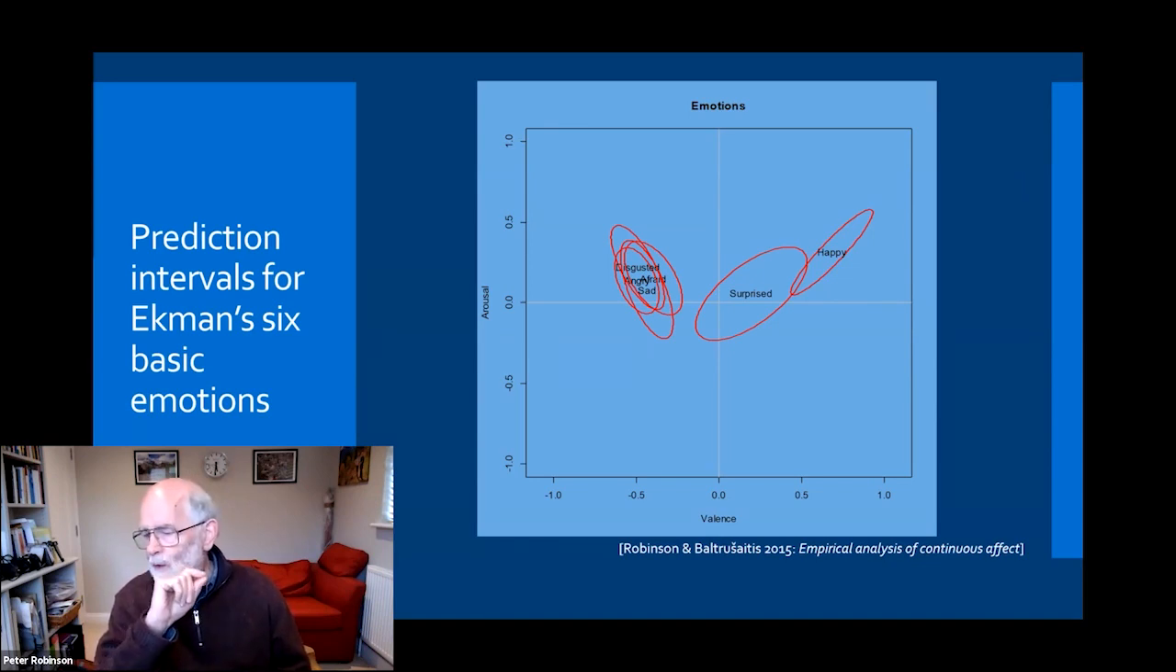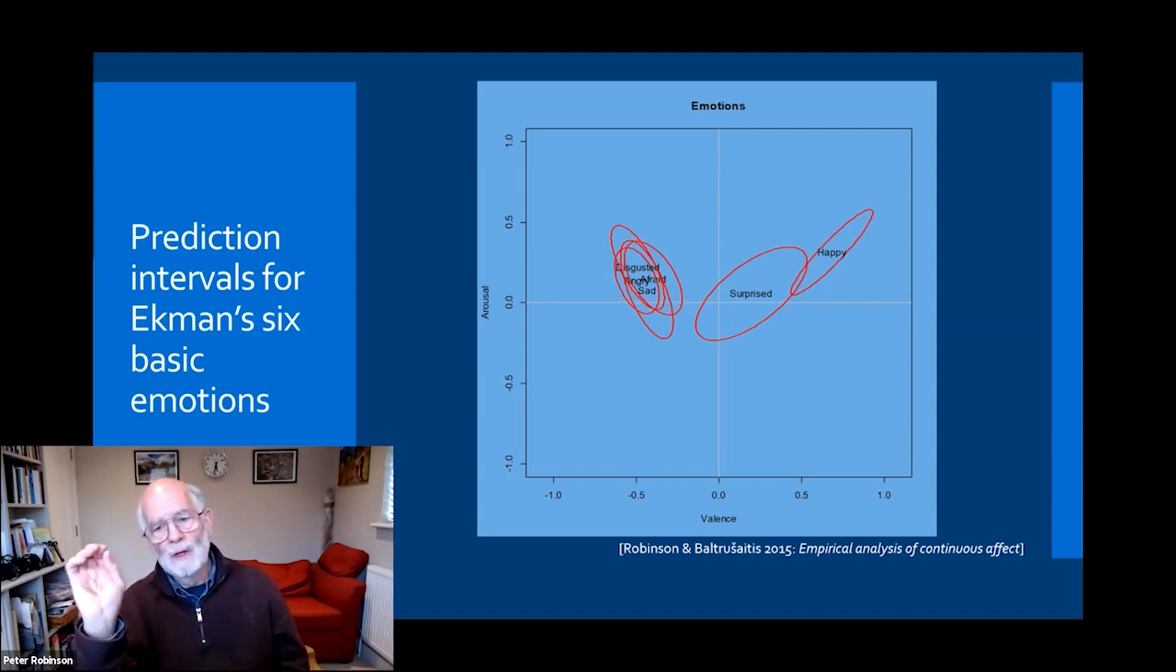So here you see a large ellipse, sort of in the vaguely positive, vaguely active area, which is surprise, and a longer, thinner ellipse. These are the sort of 95% confidence intervals around lots of samples. So you get lots of individual points, put a 95% prediction interval around it, and you see it in 2 dimensions here.